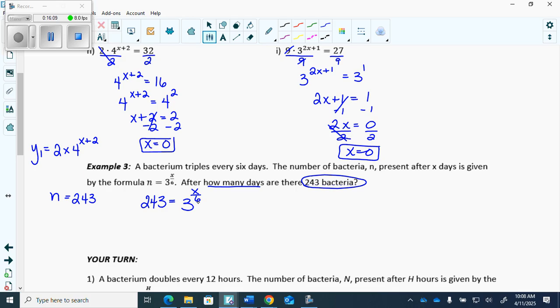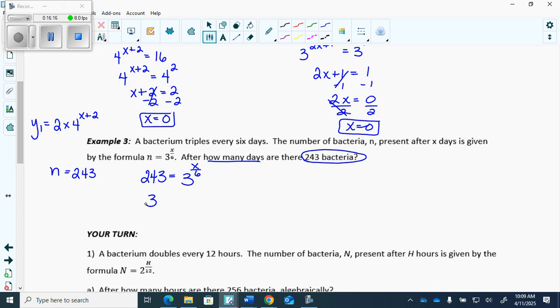243 is 3 to the what? 5. So 3 to the 5 equals 3 to the x over 6. And then we can take 5 and set it equal to x over 6. How do I get rid of a division of 6? Times by 6. So x equals 30.